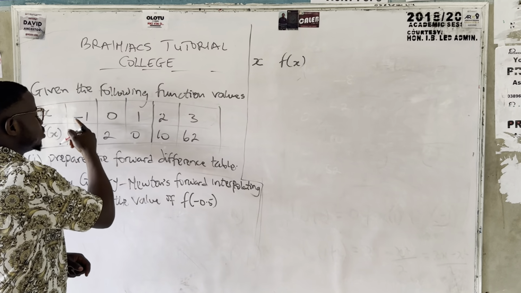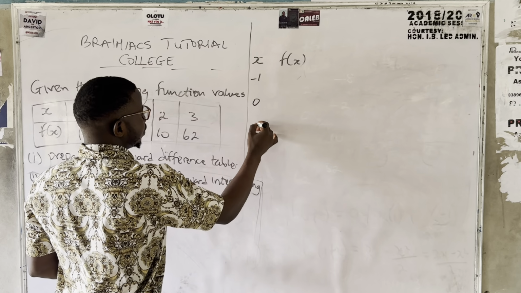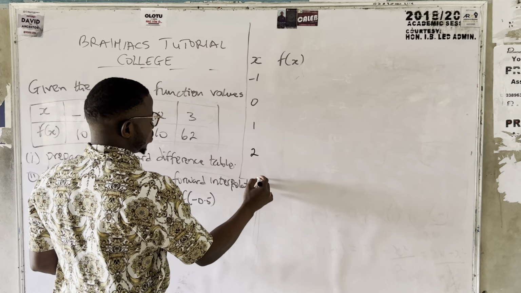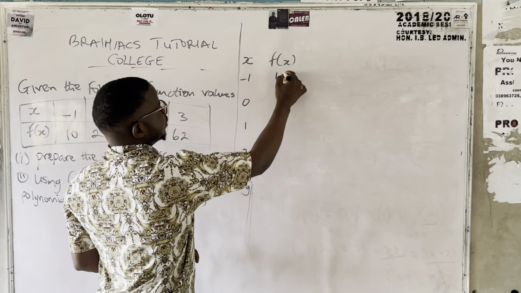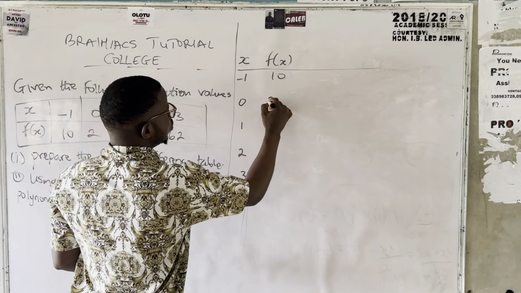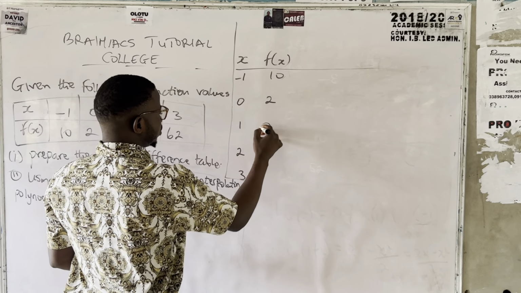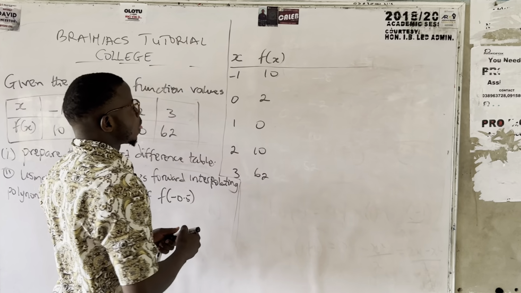And as for the x values, the first one I will have there is -1, followed by 0, followed by 1, followed by 2, and the last one is 3. And as for the value of f of x, here we have 10, then the next one is 2, and the next one is 0, then we have 10, then we have 62.